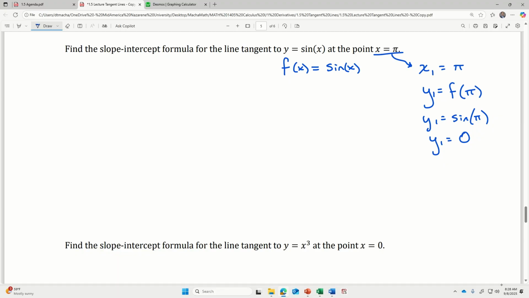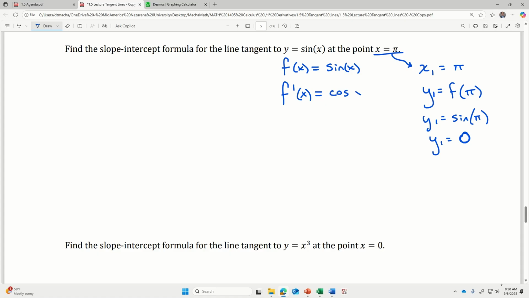Yeah, and you don't even really need to use your calculator if you've memorized the unit circle, because pi is a part of the unit circle there. Now, we figured out x1, y1. We also need the slope. And to find the slope, I need the derivative, because the slope of my tangent line is the derivative of the function. What's the derivative of sine?